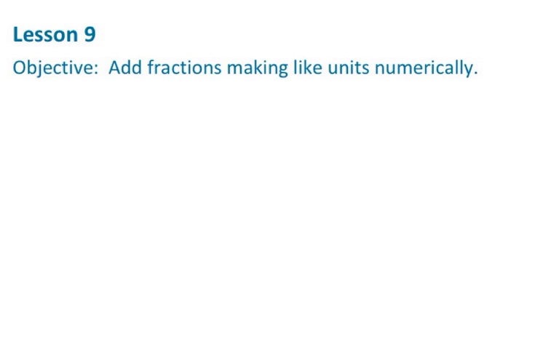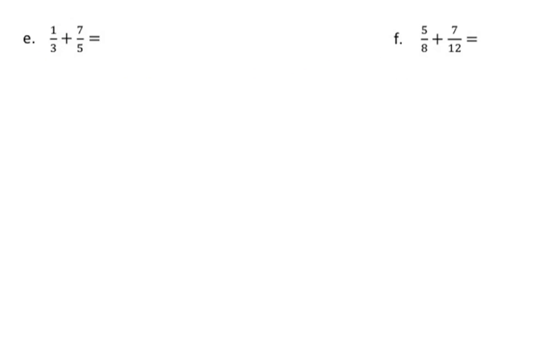This is grade 5, module 3, lesson 9, and this objective is to add fractions making like units numerically. So we're not using the rectangular fraction model for these. We're going to be just multiplying the numerator and denominators by some form of 1. So I'm going to be using question number 1, and this is letter E, and I'll do both E and F for this example. So we have 1/3, and we're adding 1/3 plus 7/5.